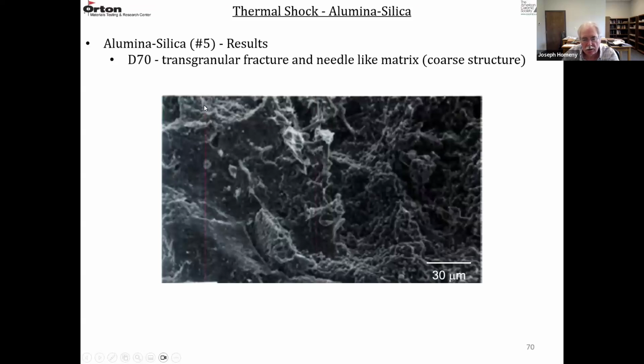So when they looked at the fracture surfaces, the 70% alumina had transgranular fracture. So the coarser grains were fractured through the grains, and the fracture went also through the needle-like matrix, which was the mullite in the matrix. So this was a pretty coarse microstructure with transgranular fracture and fracture of the needle-like crystals of the mullite in the matrix.